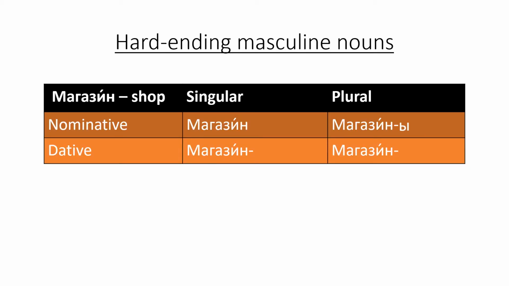Hard-ending masculine nouns, or masculine nouns that end with a hard consonant, such as магазин, will take -у in the dative singular and -ам in the dative plural. So магазин will become магазину in the singular, and магазины will become магазинам in the plural. Let's take a look at some examples.